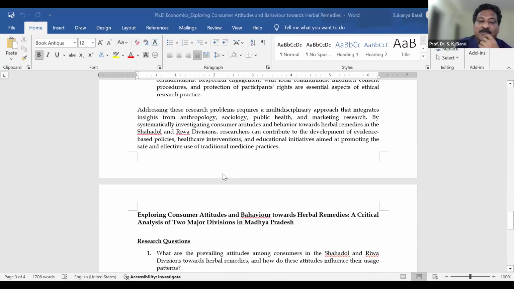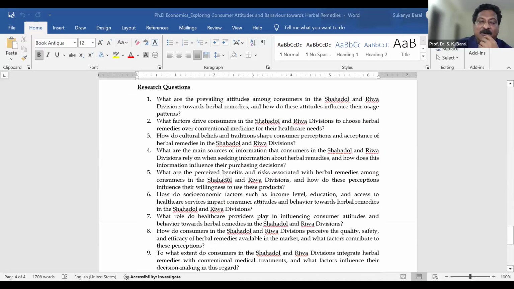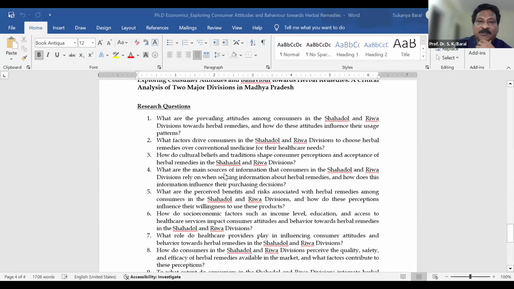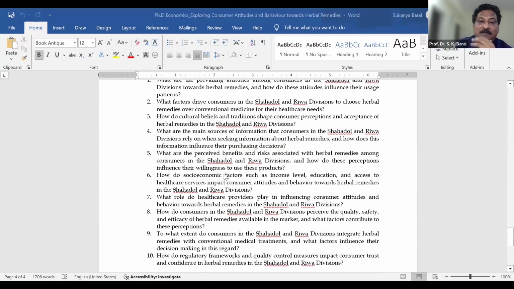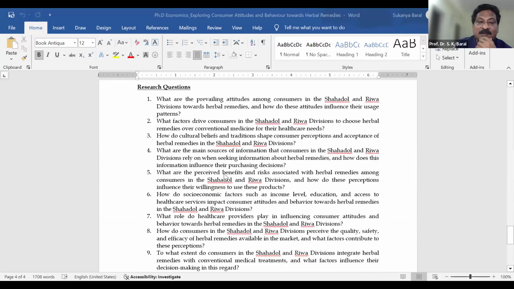And when you have the research problems, you can convert those research problems into research questions. So I made 10 research questions. So my dear friends, you should convert your idea into questions. Then only it will be easier for you to take up the PhD research very successfully.